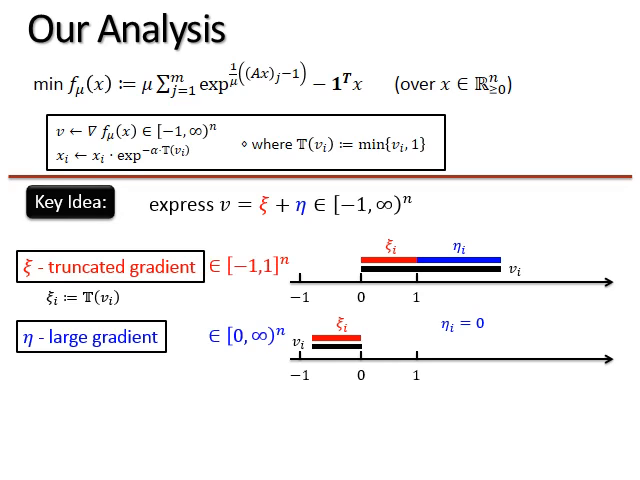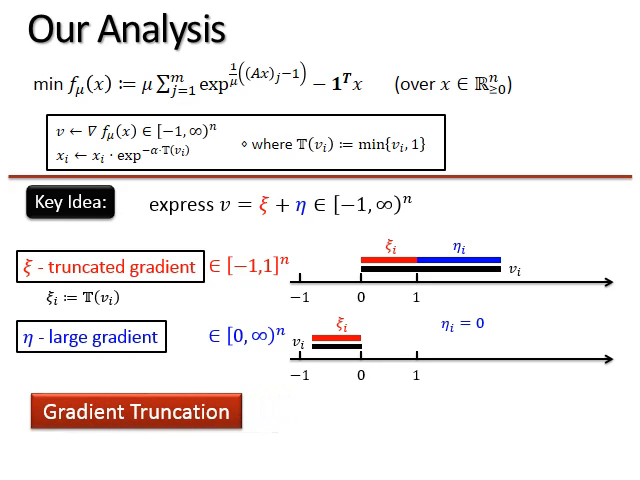Okay, so at this moment, it's clear that Xc is a vector whose components are between -1 and 1, and eta is a non-negative vector whose components could be really huge. This is what we call the gradient truncation technique.